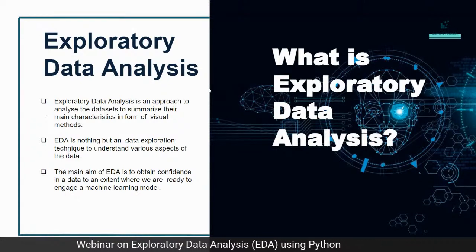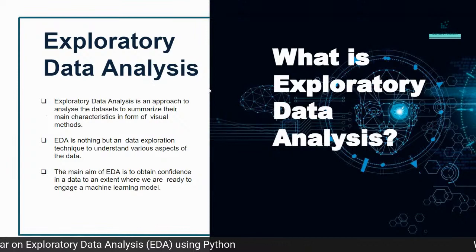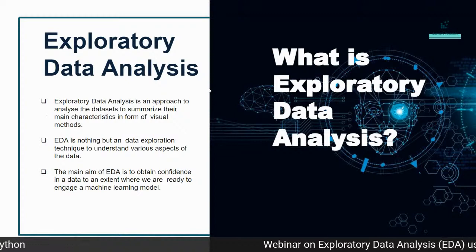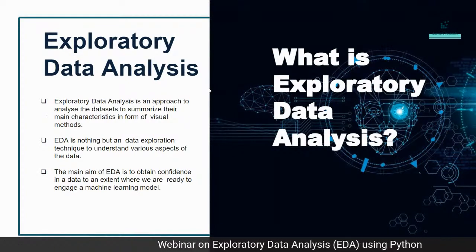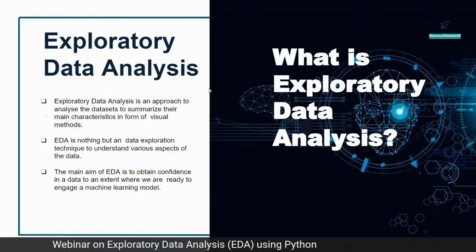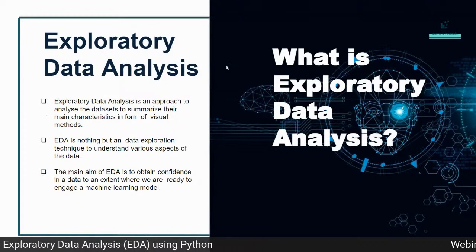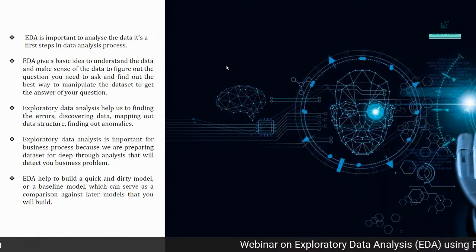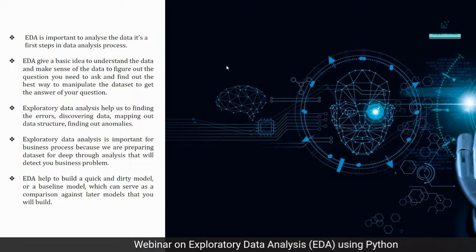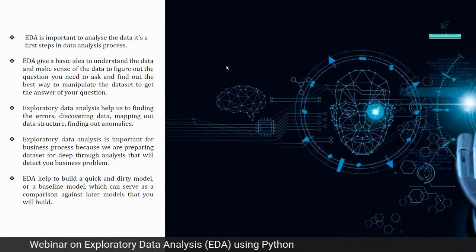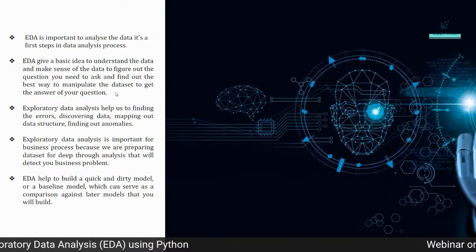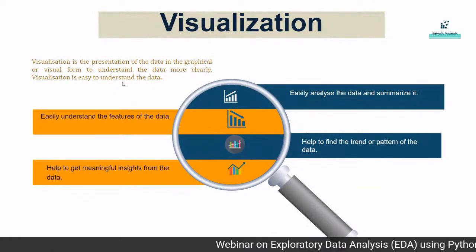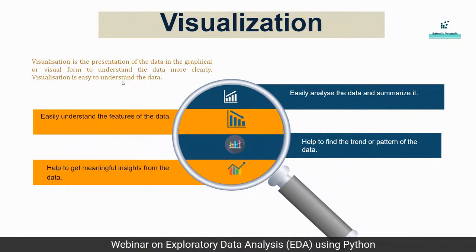EDA is the first and the basic step in the data science workflow. Once you have done the EDA, once you know what the data is telling you, then you can take those insights, or the output of the EDA step, and build your models. EDA is important to analyze the data as it is the first step, as I already told you. It gives a basic idea to understand the data and make sense of the data. I think this is very theoretical. We'll move ahead with some examples so that it will be engaging and you understand more about that. Let me go through a few slides and then I'll explain using an example.